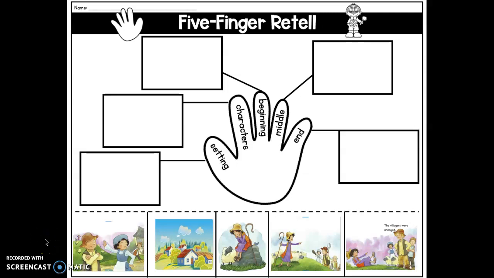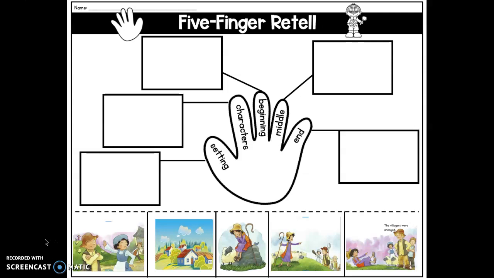Hi, boys and girls. For this five-finger retell activity, you are going to listen to the story The Boy Who Cried Wolf, read to you by Mrs. Pinio. And as you listen to the story, we want you to think about your five-finger retell. In other words, what's the setting? Who are the characters? What happened in the beginning, the middle, and the end of the story?